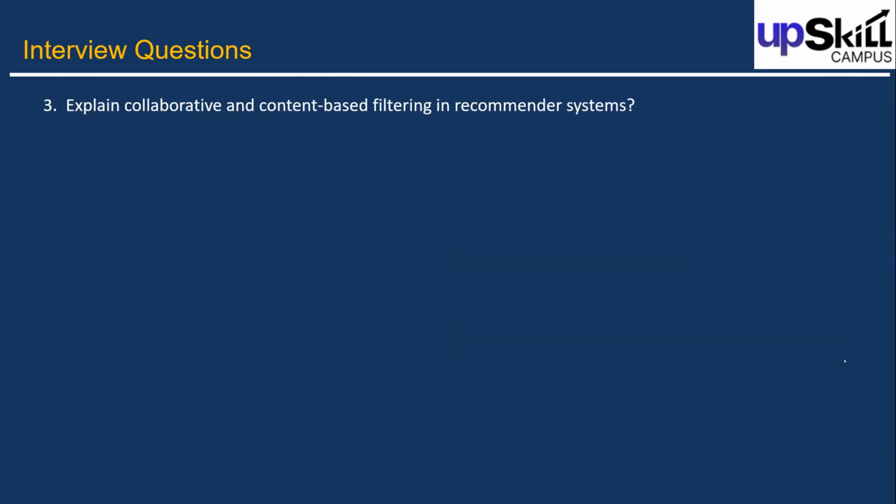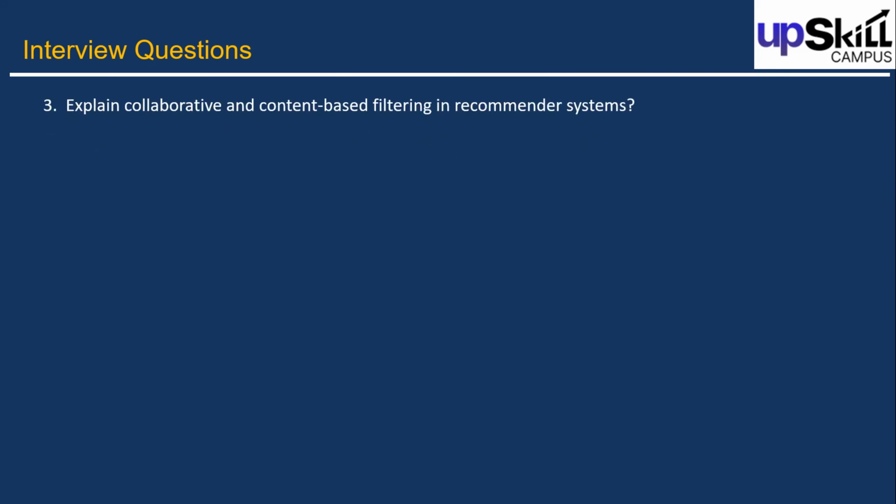Okay, this should be a simpler question. What is collaborative and content-based filtering in a recommender system? Sir, before proceeding to this question, can you please explain what is bias? Okay, let's skip that. So what is variance and bias?